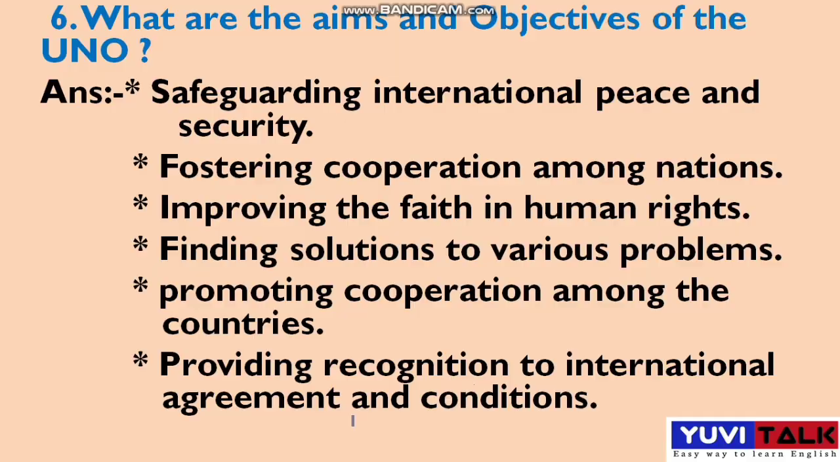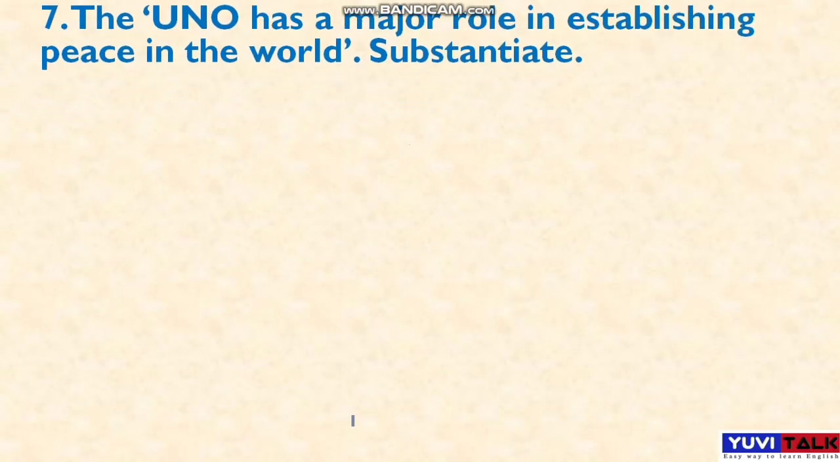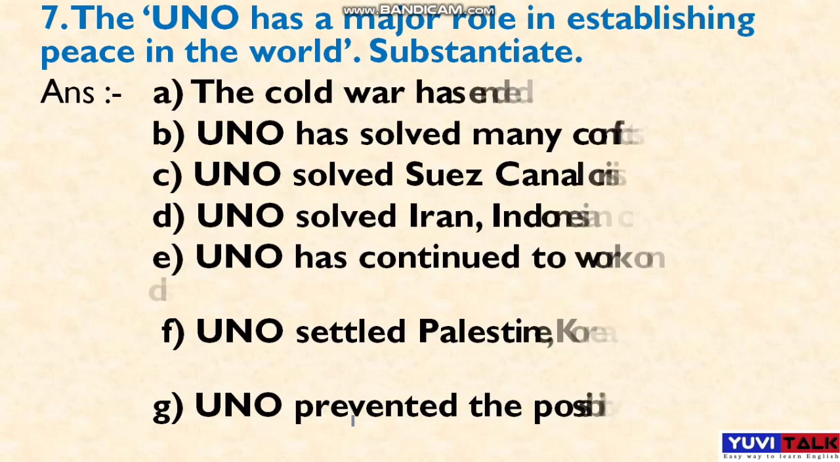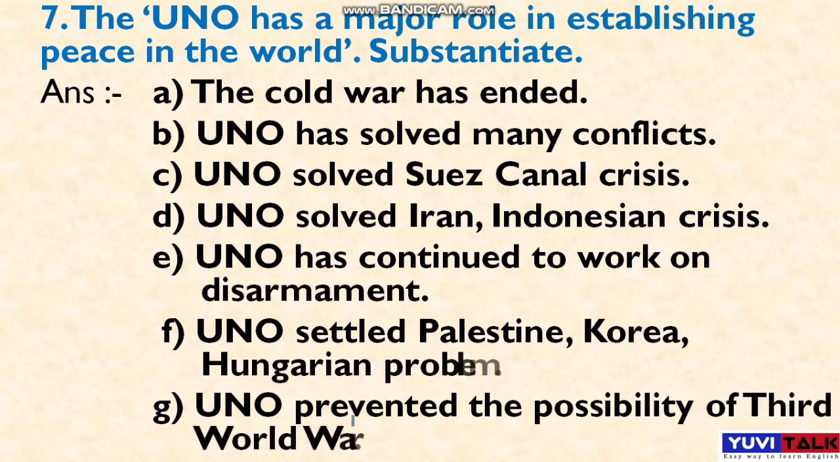Friends, now let's move on to the next question. The next question is, the UNO has a major role in establishing peace in the world. Substantiate, or justify. How can the UNO play an important role to establish peace in the world? How can you justify? See there. So these are the points that show how UNO can play a very important role in establishing peace in the world.